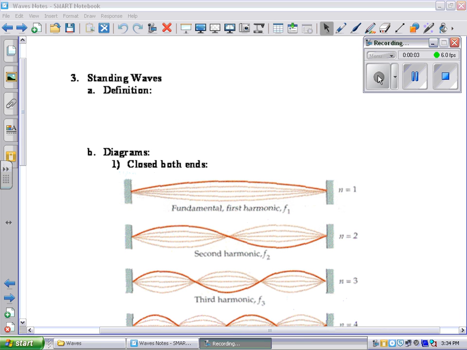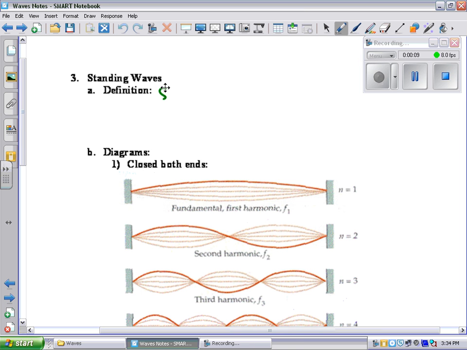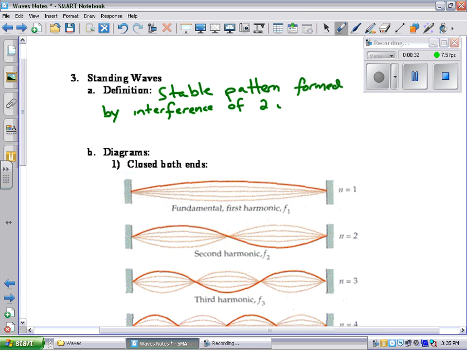Okay, we're going to start our notes about standing waves. And a standing wave is a stable pattern formed by the interference of two waves, two identical waves, traveling in opposite directions.